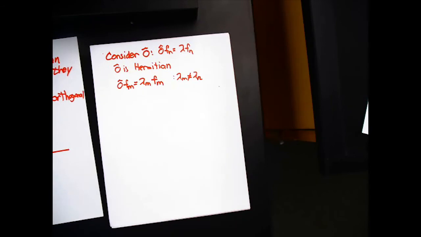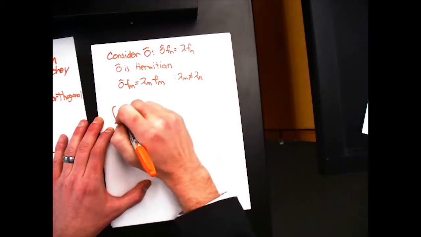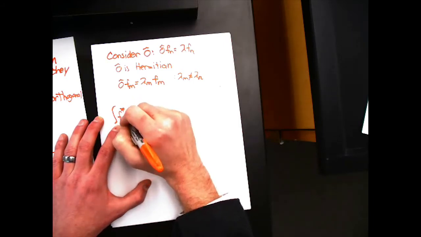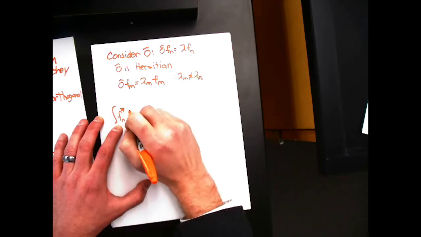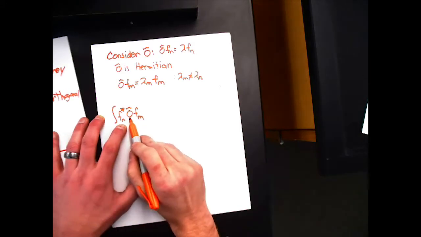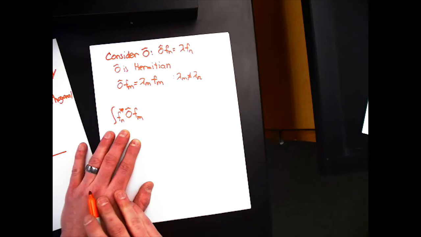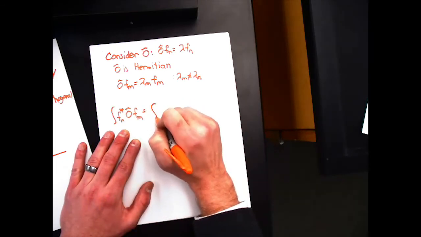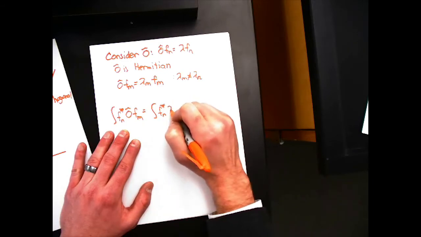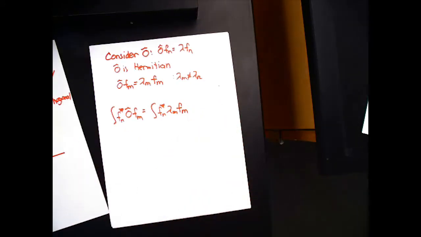Alright, and what we want to do is look at the integral over all space of eigenfunction f sub n star times the operator acting on eigenfunction f sub m. Okay. And by definition, that just gives us the eigenvalue times the eigenfunction.